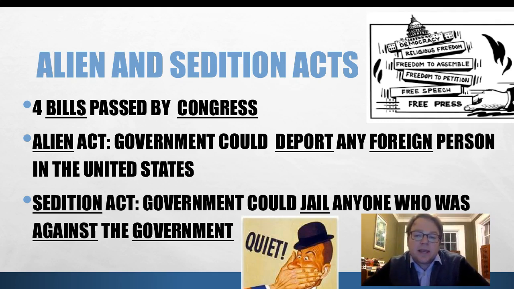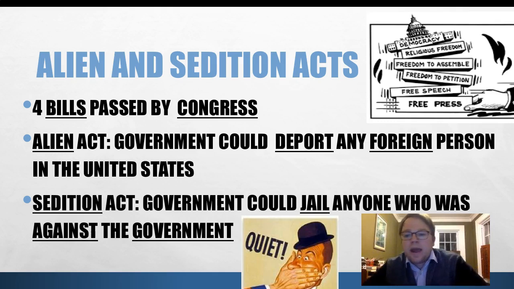The four acts kind of do two simultaneous things. Adams was becoming unpopular, so the Congress is trying to make that unpopularity go away, but in doing so is going to hurt Adams in the long run. The first is the Alien Act, and the Alien Act is basically going to say the government could deport any foreign person in the United States.